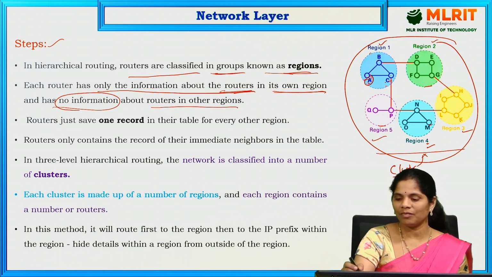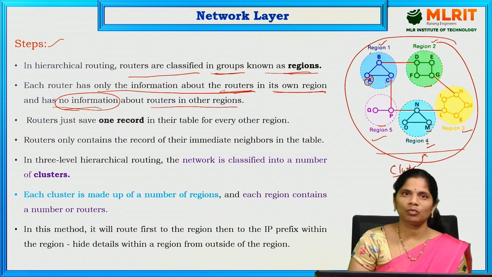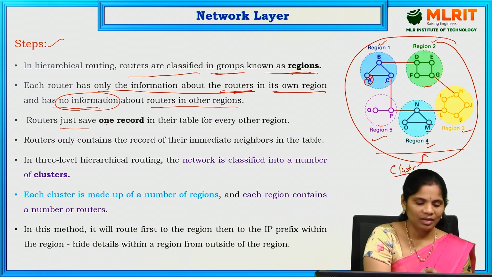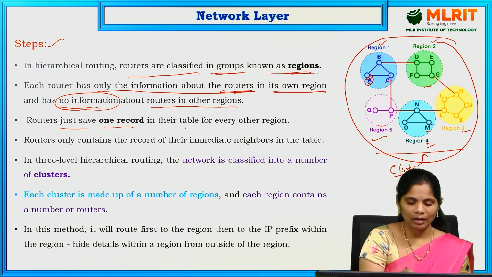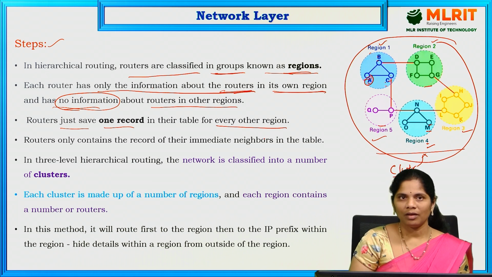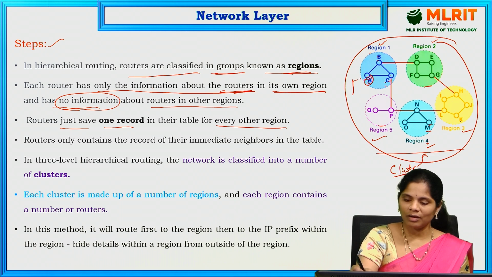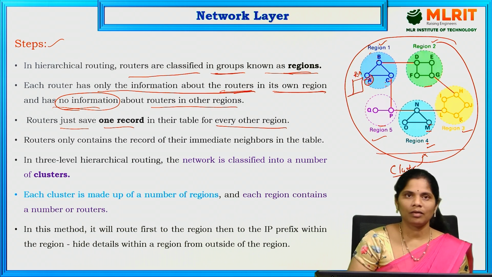Means suppose if we want to travel from B to M, it won't have that particular information. To solve that, we are going to use this particular algorithm. Routers just save one record in their table for every other region. Suppose each and every router maintains a routing table, right? For that, we are going to write the routing table of A. So what is this table going to say?